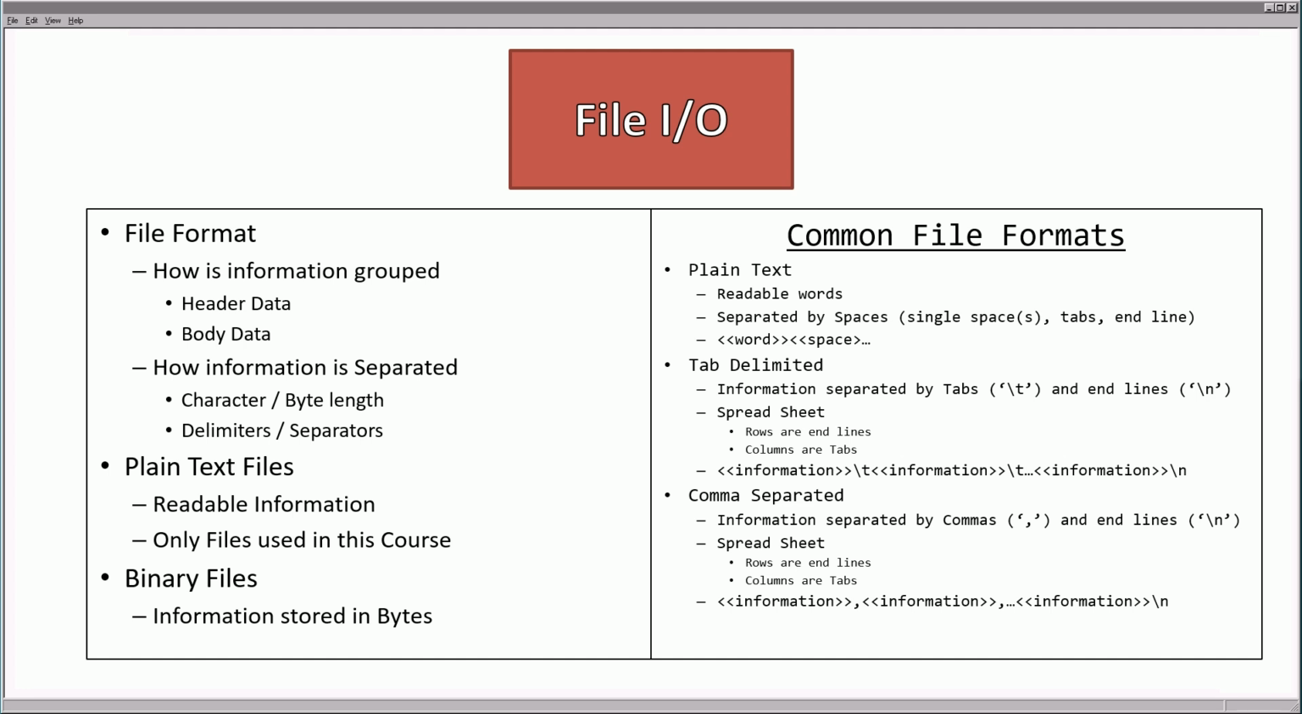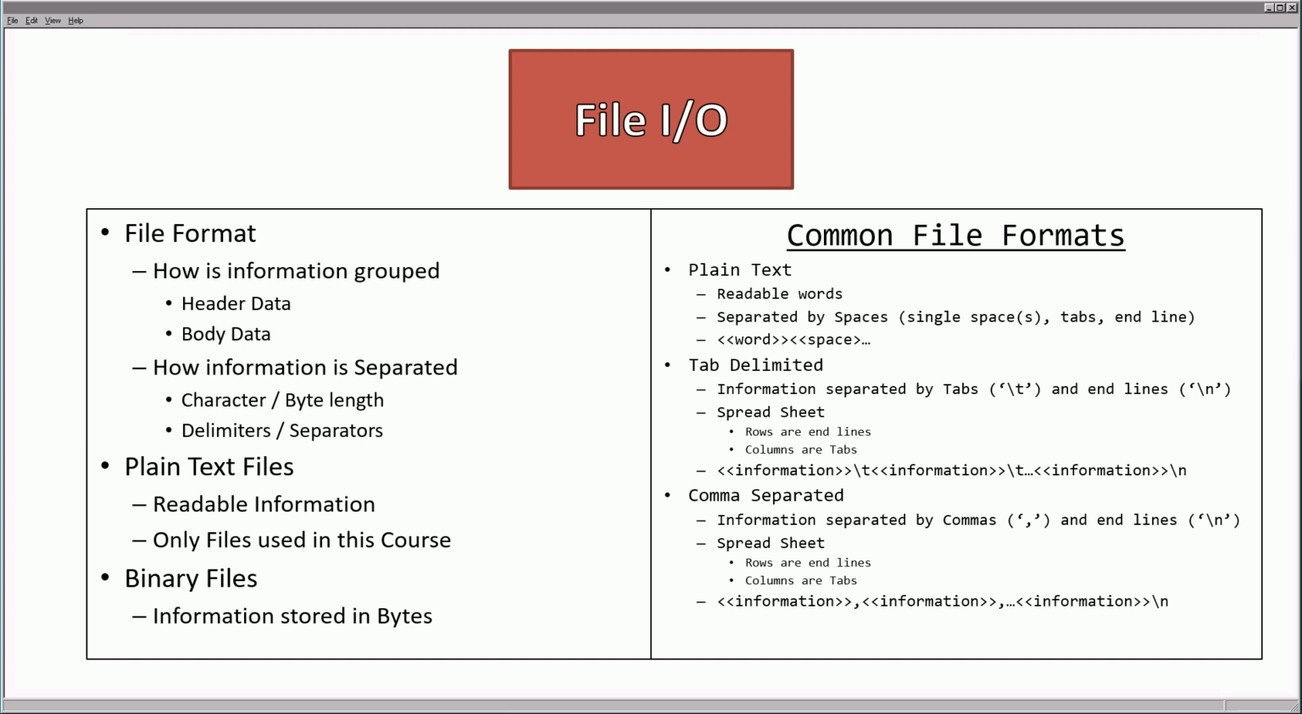Not just how the information is grouped together, but also how is the information separated in the file format. And there's a lot of different ways that we can separate out information. One technique is to use a character or a byte length. So how many bytes do we need to read in for this section, or how many characters are we going to read in that separates this part of the data from that part of the data?